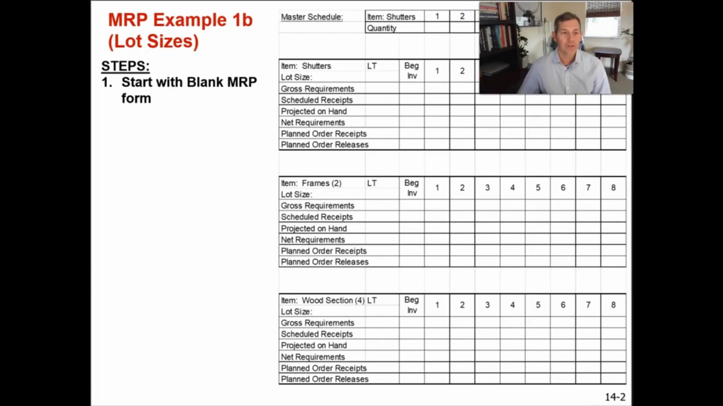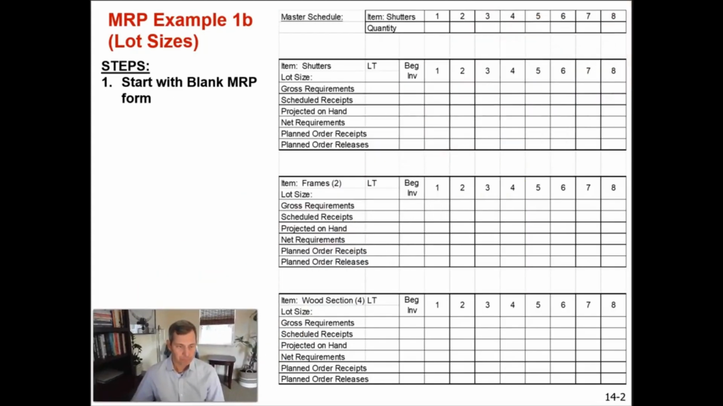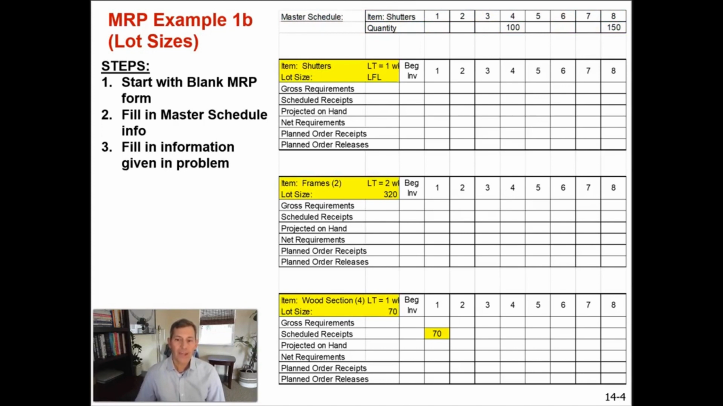So now let's break out the blank MRP form again. We're going to use the same exact form, and we will fill out exactly the same master production schedule. So you're going to have 100 of your shutters to be delivered in week 4 and 150 shutters in week 8. So your master production schedule is the same. Now when we fill out the details, there's a little difference. You can see that your lead times remain the same.